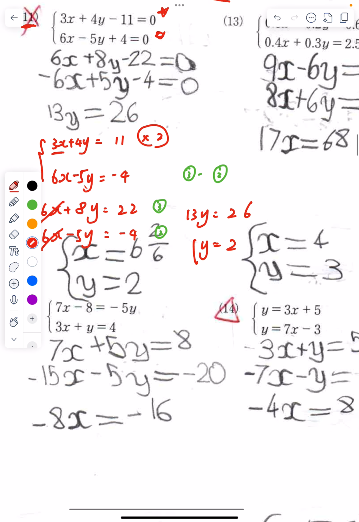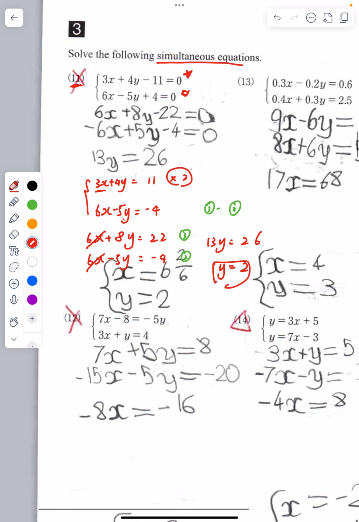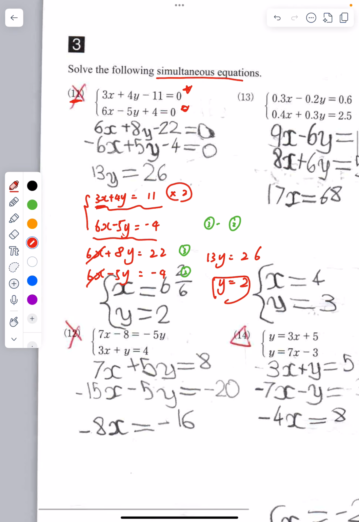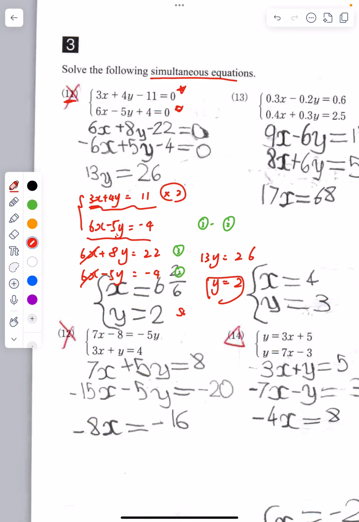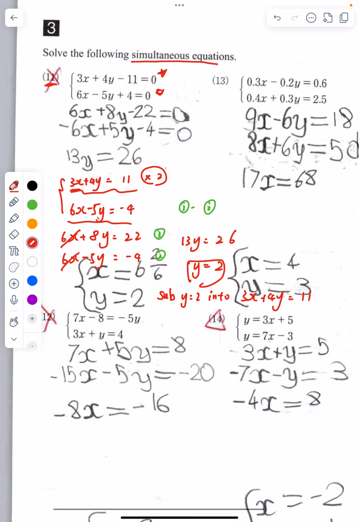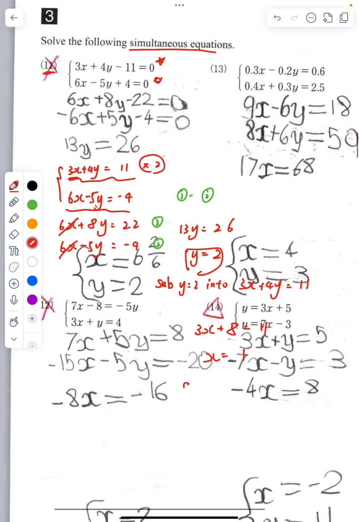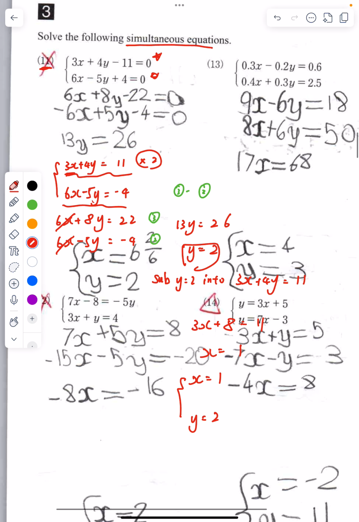Okay, so once you get y equal to 2, it's very easy to substitute this y equal to 2 into either number 1 or number 2. In this case, I'm going to substitute into equation number 1. If I substitute y equal to 2 into 3x plus 4y equal to 11, I should be getting 3x plus 8 equal to 11. x is equal to 1. Okay? So your answer will be x equal to 1, y equal to 2 for question number 11.